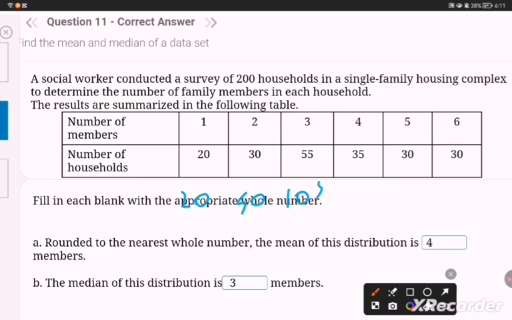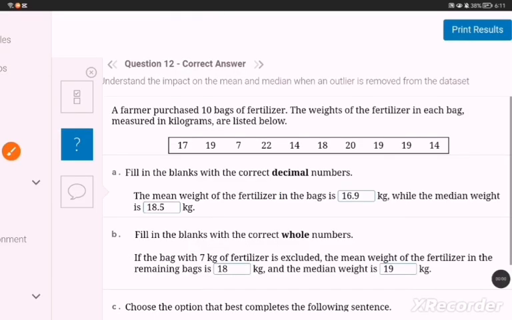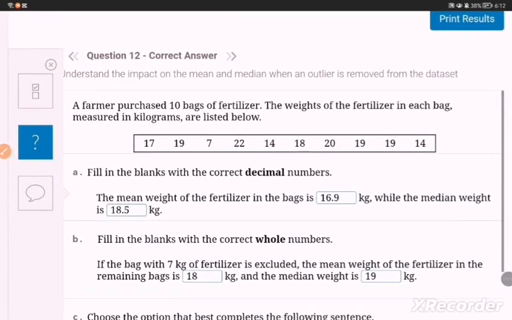Now, we know that the median is going to be in the 100.5 term, and it can't be in 20, obviously. It can't be in 50, but it can be in 105, okay? So that means that your median is going to be 3 members, okay? So now question 12.